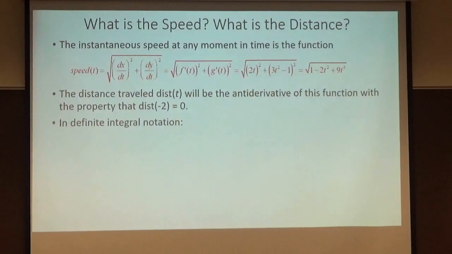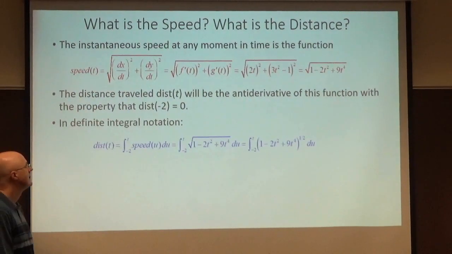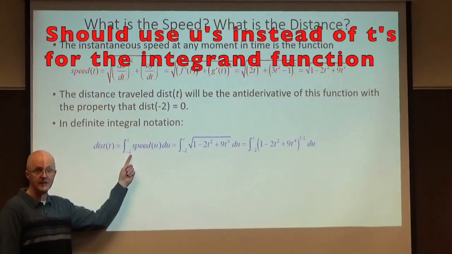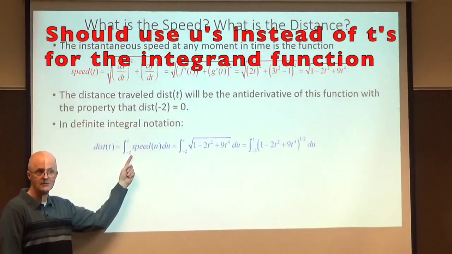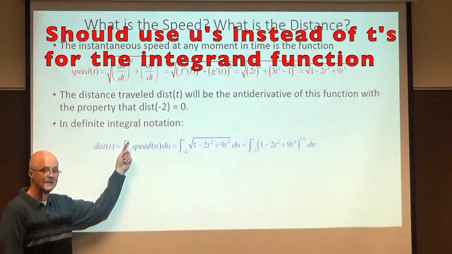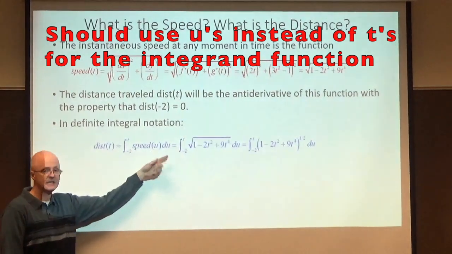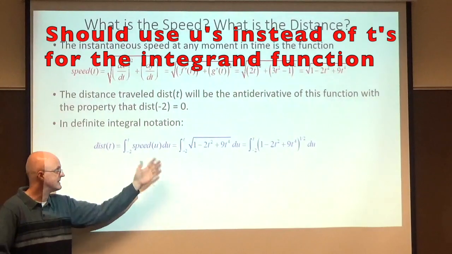We can write the same kind of thing for the distance in definite interval notation. Notice the lower limit of integration there, that's what it's called, is no longer 0, it's -2. The upper limit is your variable. Again, I'm using a u, I can use any other letter besides d and t that I want.